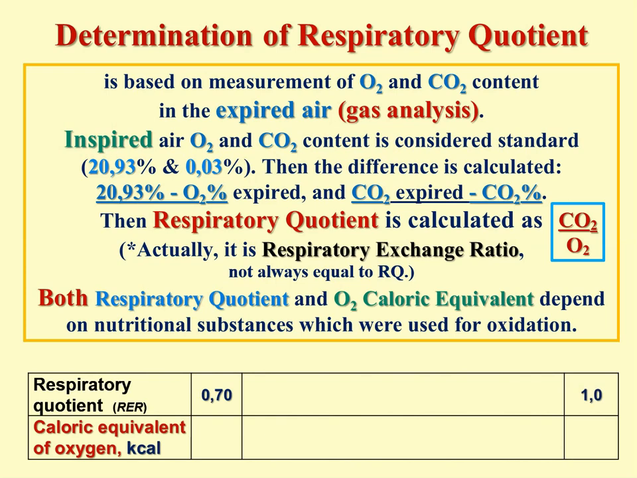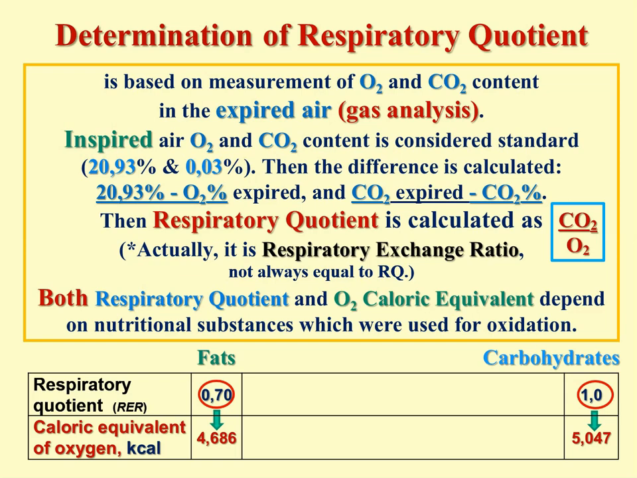Respiratory quotient 0.7 corresponds to fats. For fats, we know the caloric equivalent 4.69. Here it's more exact, not rounded. Then, if respiratory quotient is 1, we know that what was oxidized is carbohydrates. For carbohydrates, we know the caloric equivalent, which is 5.05. Here again it's a more exact value, but it's enough to remember 5.05.